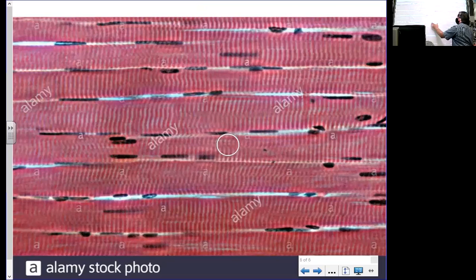Okay. What else do we notice about this picture? What are those black dots? Or blue dots if you're looking at certain stains. They're nuclei. How many you got up there? Don't count them. More than 1, right? Normal cell has how many? 1. Muscle cells can have many nuclei. Where are the nuclei?